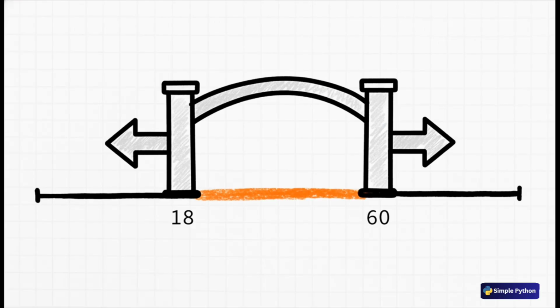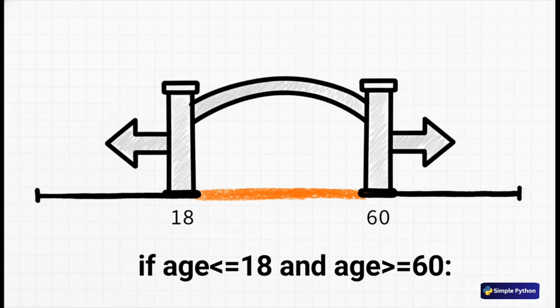Here is a perfect real-world example of this in action. Let's say you want to check if someone's age is within a typical working range. Well, you've got to check two things, right? First, is their age greater than 18? And second, is their age less than 60? The AND operator lets us chain those two questions together into one single, powerful check.